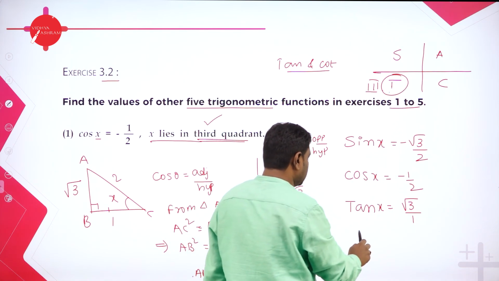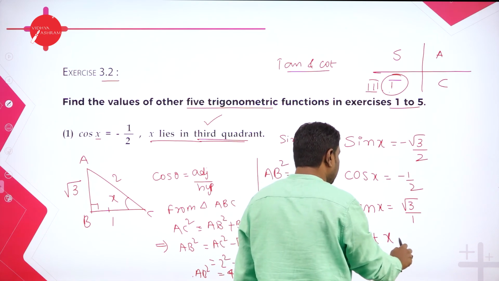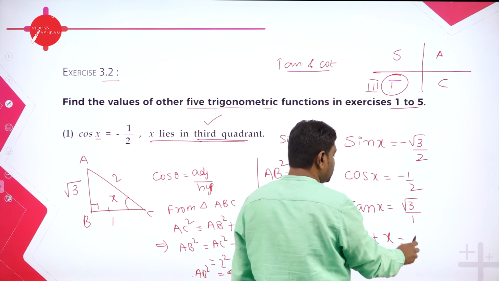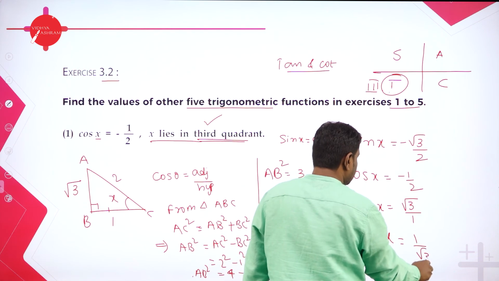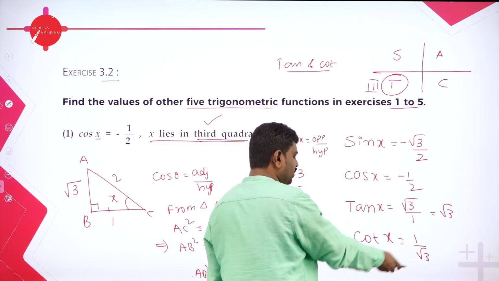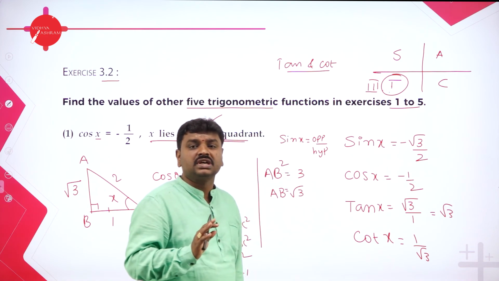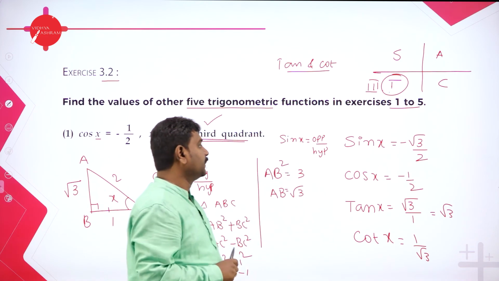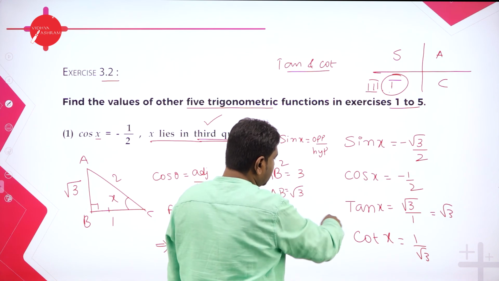Now I'll go to cot. You know cot is reciprocal of tan. Reciprocal of root 3 by 1 is 1 by root 3. So tan x is just root 3. If I take reciprocal, 1 by root 3, and it is also positive because x lies in third quadrant. Then sine, cos, tan, cot are over.